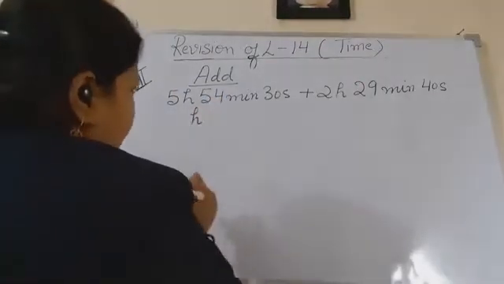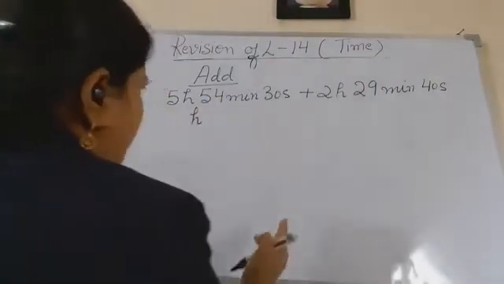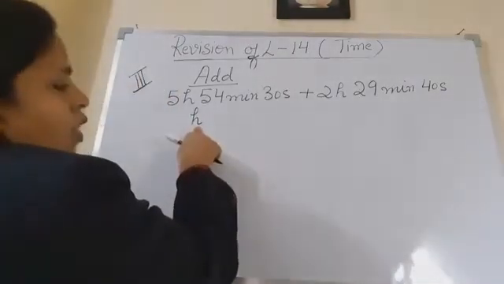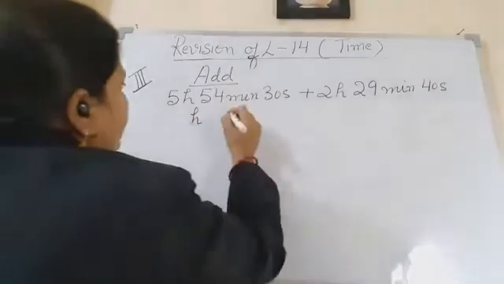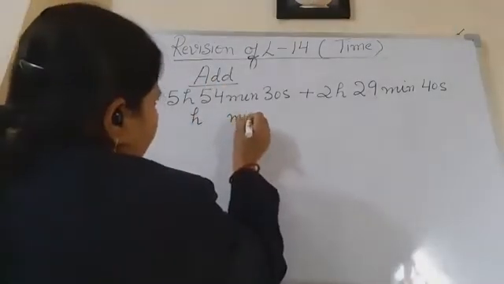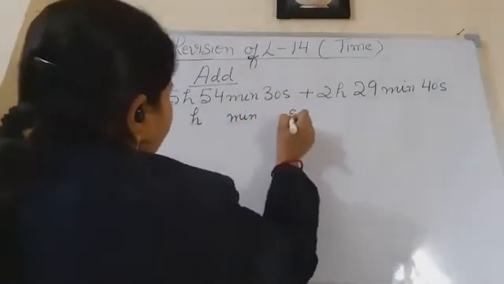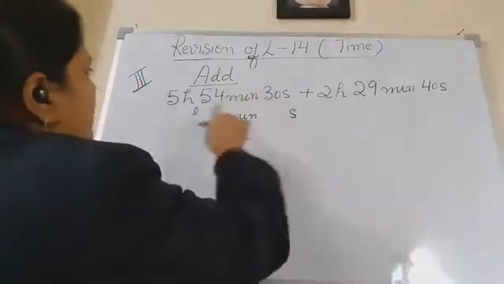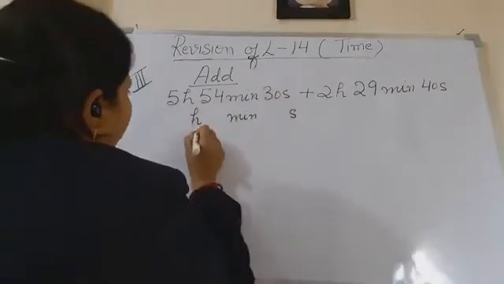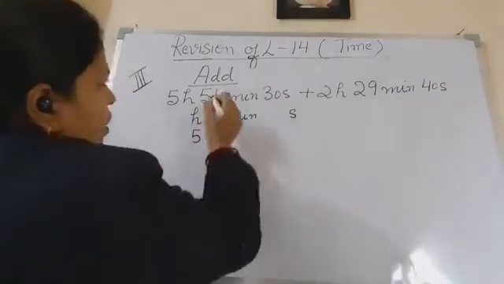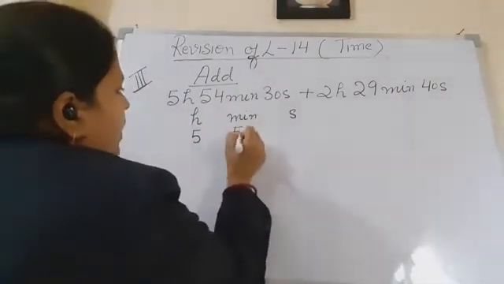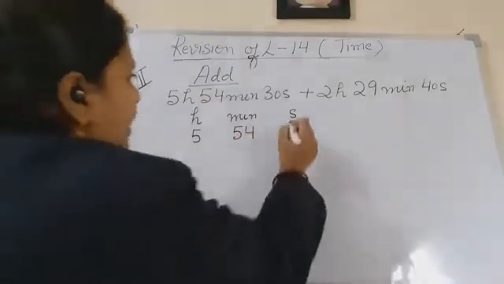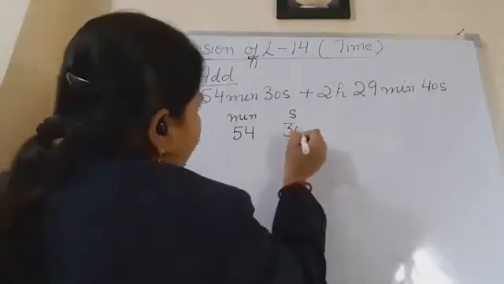In the extreme left hand side, we will write the highest unit of time, that is hour. Then we will write minute and then second. So now let's put the values. The first value is 5 hours, so we will write 5 in the hour column, 54 minutes in the minute column, and 30 seconds in the second column.